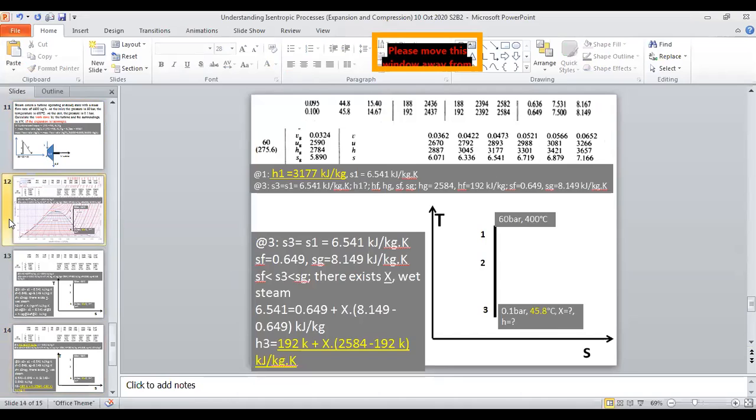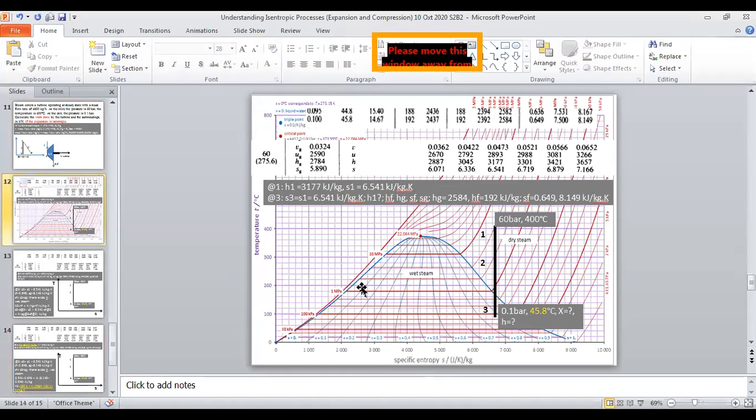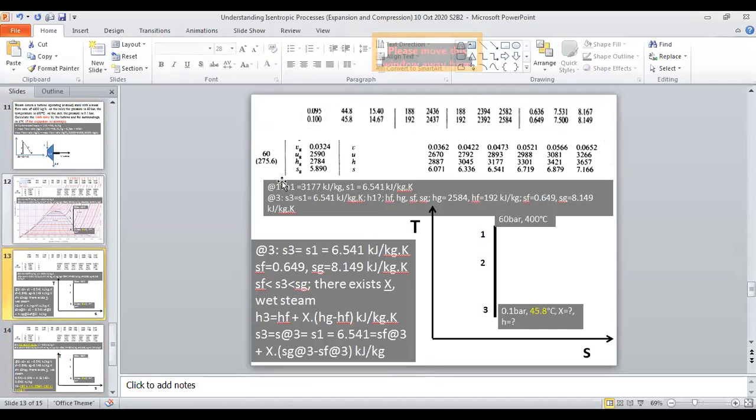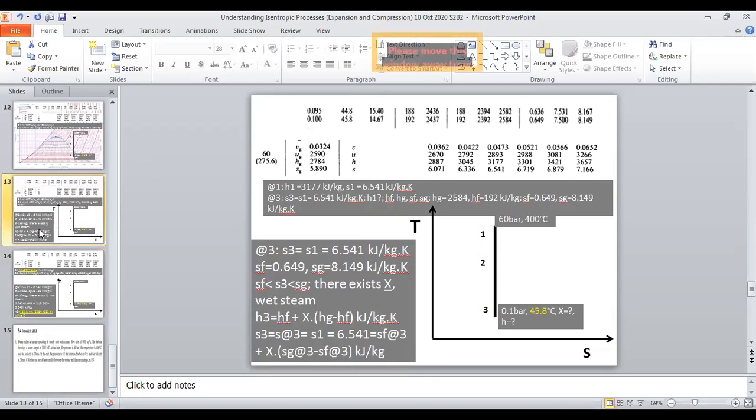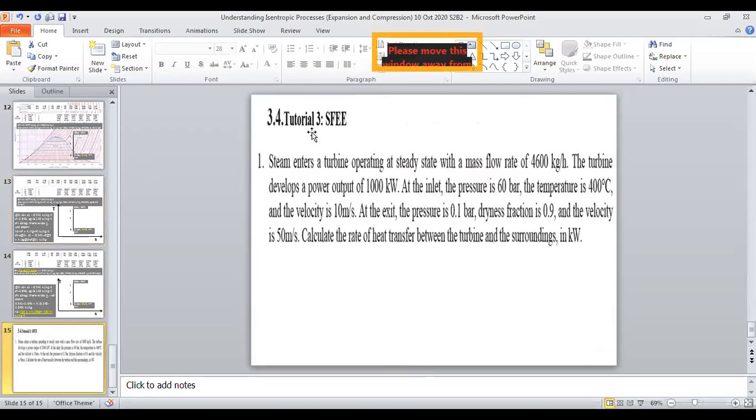The TS diagram is not needed. Without the TS diagram, you use this slide number 13. Somehow get ready with the answers so that we are going to discuss. And also after that, you do 3.4 tutorial 3 question number 1. That is the last slide.